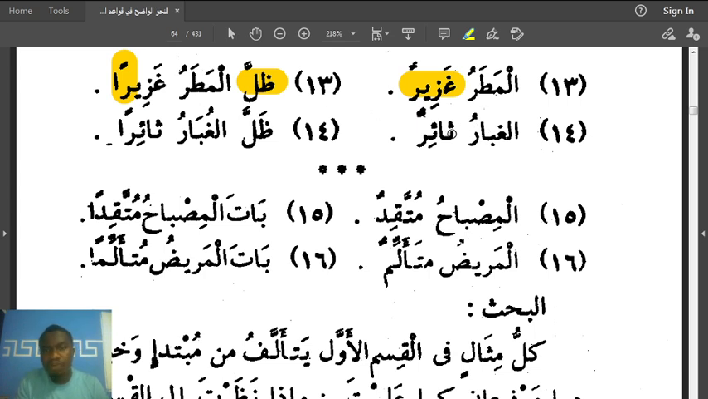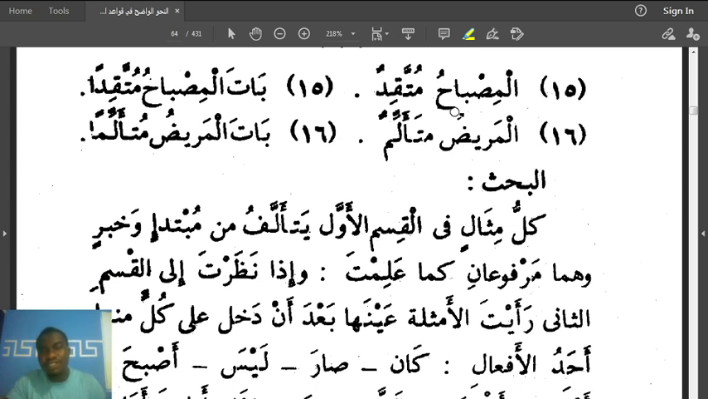Al-ghubar tha'irun. We've seen this sentence about thrice. The dust is rising. Now we have zolla al-ghubar tha'iran, with fathatain. So zolla means to remain. So you say the dust kept rising.